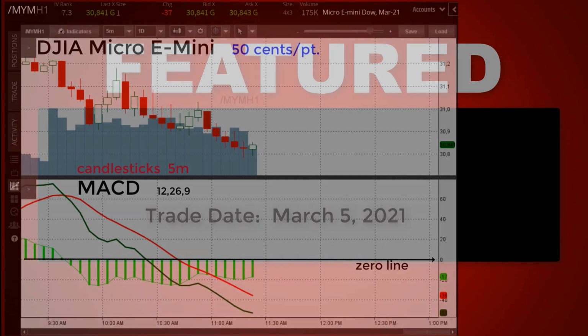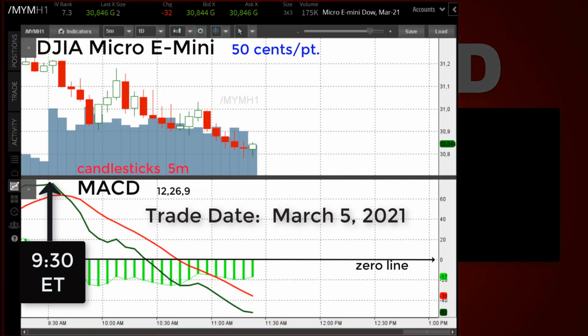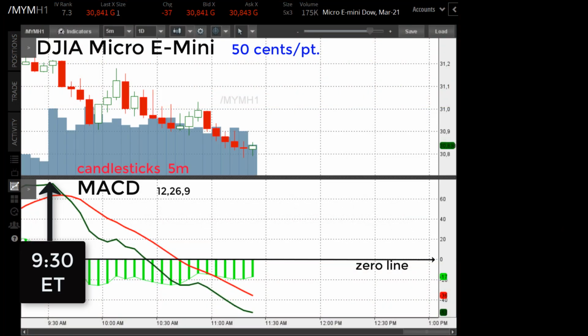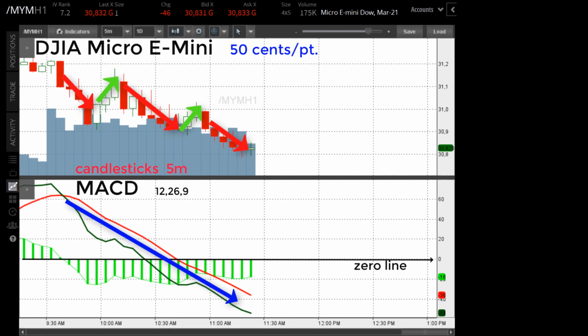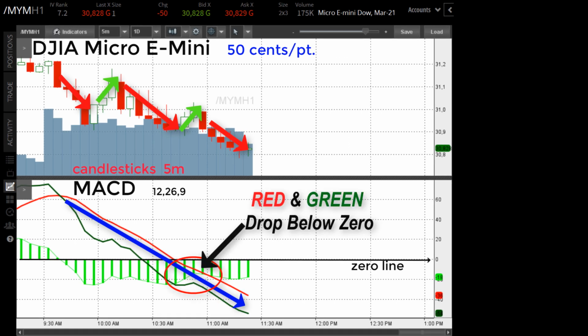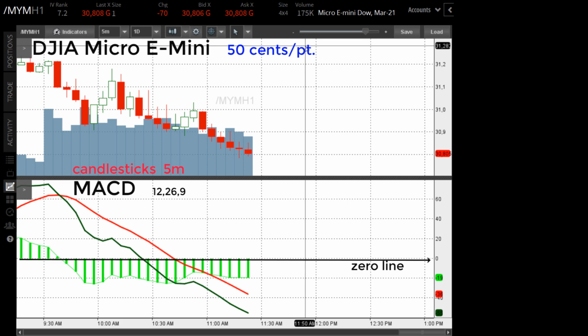Let's start the featured trade today at 9:30. The market opens. I'm going to be selling two of the DJIA Micro E-minis. And you see after the 9:30 opening, we go in the first 2 hours of the market. I did nothing, and we have about 5 directional changes. But watch what happens in the lower pane at the same time with the blue line going down there. The red and green lines both drop below zero. And that means the trend is definitely down for the day. So that's what prompted me to choose to enter the market with shorting two of the DJIAs.